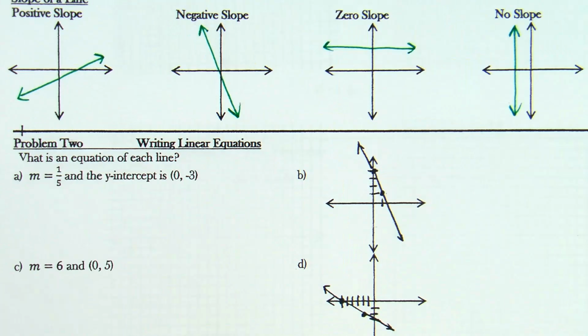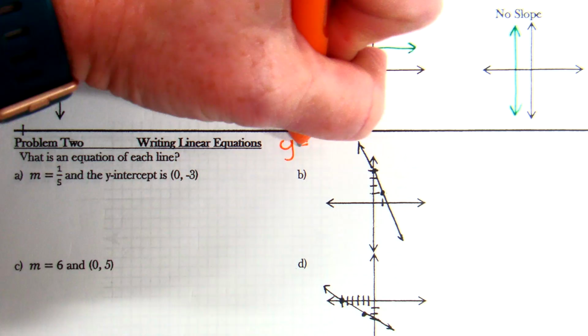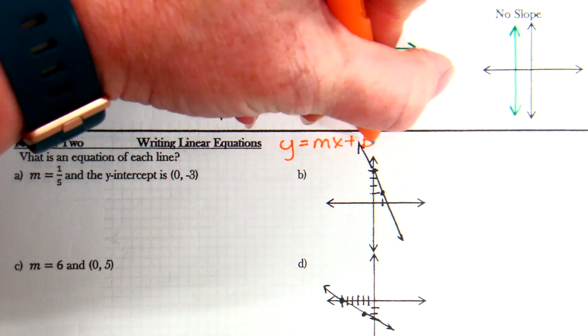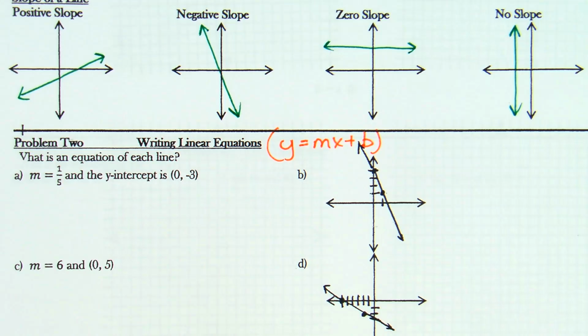We've got 4 different examples here. We're going to start with, okay, if they give us m equals 1/5 and the y-intercept 0, -3, we're going to write an equation. Now, what is the one form of the equation we're using today? Y equals mx plus b. If you walk out of here knowing nothing else, like, oh my gosh, this carries forward in so many places of math, okay? Y equals mx plus b.